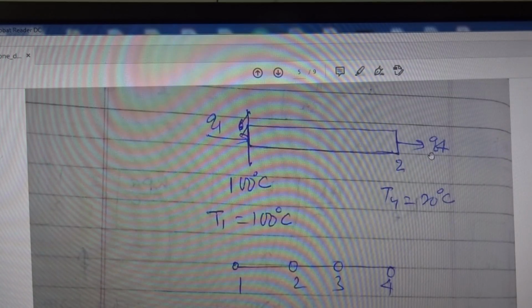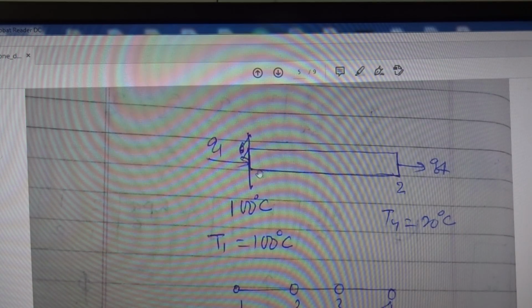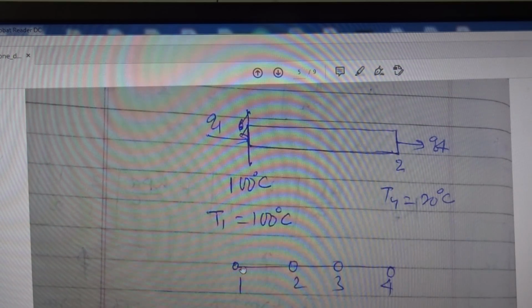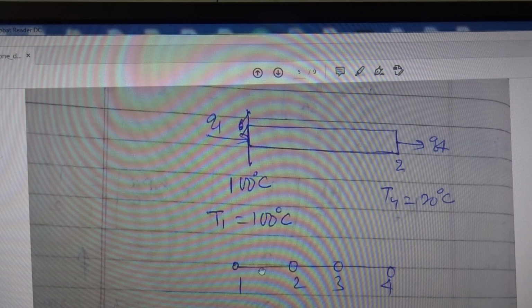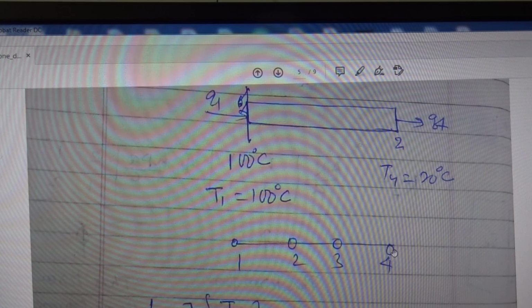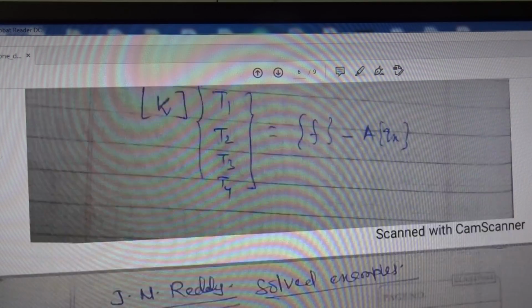If you have to solve this type of problem, this one is the Q1 and Q2 120 degrees. Suppose T1 is at 100 degrees, T4 20 degrees. You have discretized into 3 elements or 4 elements. Here it is described in 3 elements, so there are 4 nodes. You can write K times T1 T2 T3 T4 is equal to force multiplied by A QX.